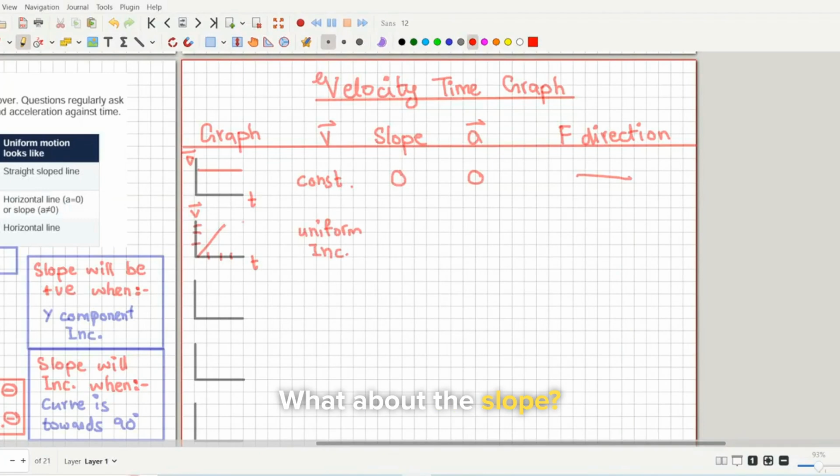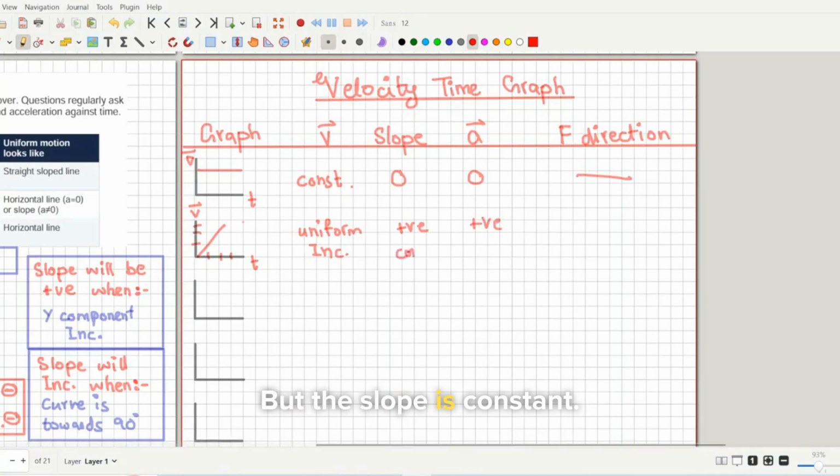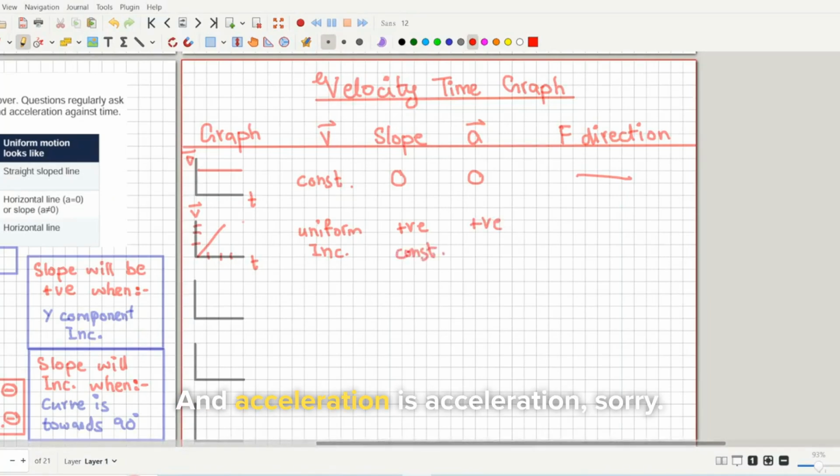What about the slope? The slope is positive, right? The slope is telling you that it is positive. Acceleration is also positive, but the slope is constant, and the acceleration is also constant. What about the direction of force? Whenever the acceleration is positive, then you automatically know that the force is in the direction of motion.